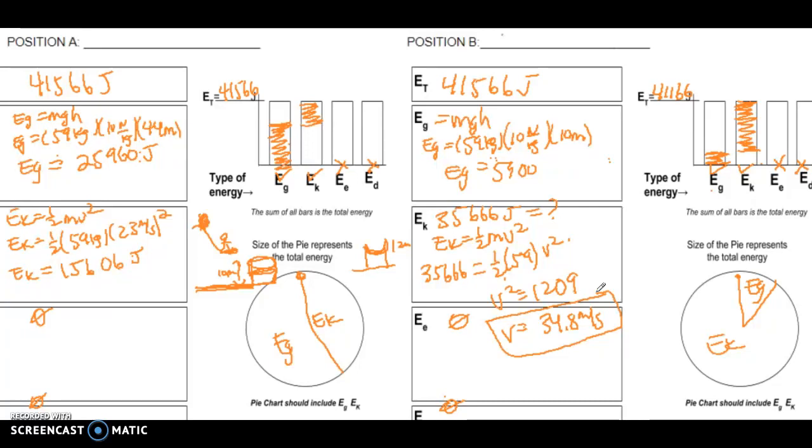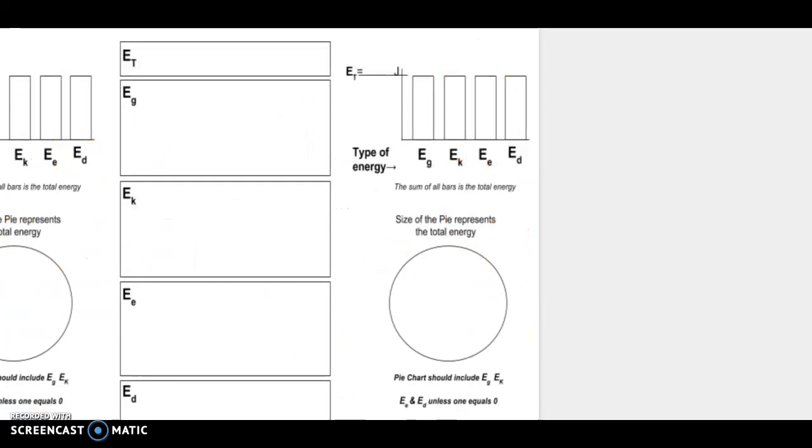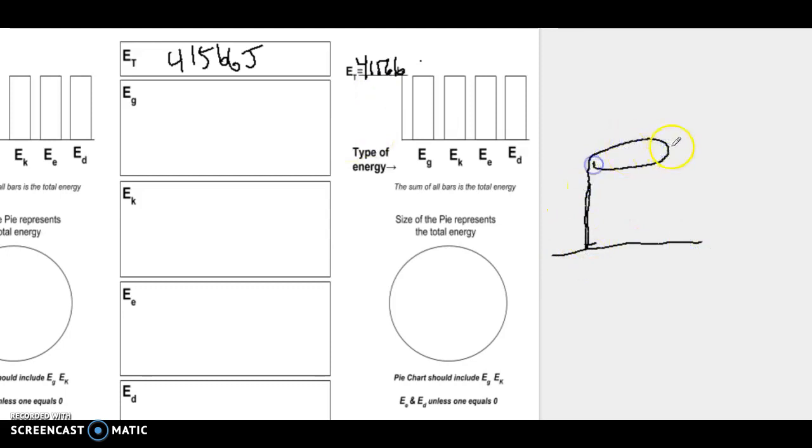All right, now position C. Let me pause it and write down the total so I don't forget this time. Okay, so now let's do position C. The total energy is still 41,566. It says that he stretches it 2 meters as he comes to a stop. So you can see over here, if here's the ground and here's the trampoline, this is 10 meters above the ground. He's going to stretch it 2 meters.